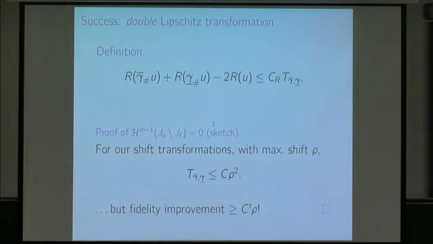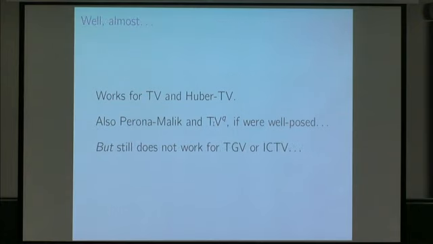Now, this unfortunately still doesn't work for TGV. It works for total variation, for which we already had a proof. It also works for Huberized total variation, so smooth total variation, which is often used in practice. It would also work for Perona-Malik anisotropic diffusion. It would work for non-convex total variation models if these models were well posed, but they don't actually have solutions in BV. They are very ill-posed approaches. It still does not work for higher order models like TGV or infimal convolution TV, which came a few years before TGV.